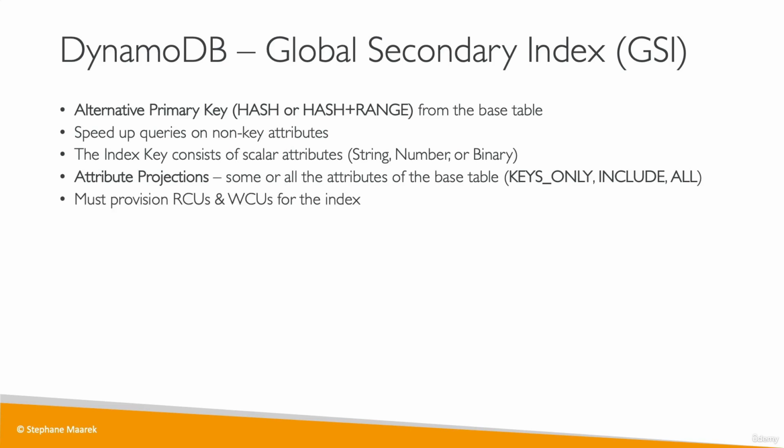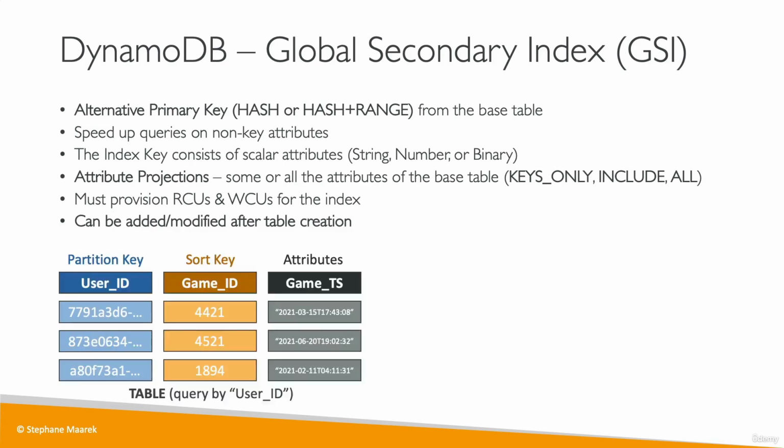And for that index, though, it's very special because it's kind of like a different new table. And therefore, for this index, you must provision the RCUs and WCUs. Now, the GSIs are powerful because they can be added or modified after the table has been created. So let's take a very simple table in which we have user ID and game timestamp. With this table, we're able to query based on user ID. So give me all the games of this user. But we cannot query on game ID. As we can see right now, if you wanted to query on game ID, it would be extremely difficult. We need to do a scan and then filter client side.